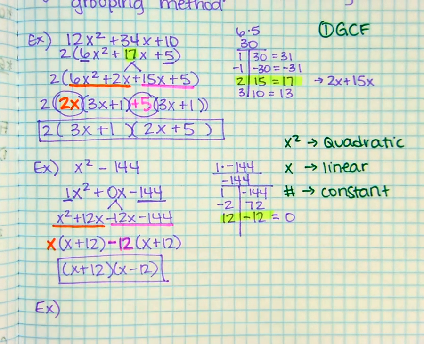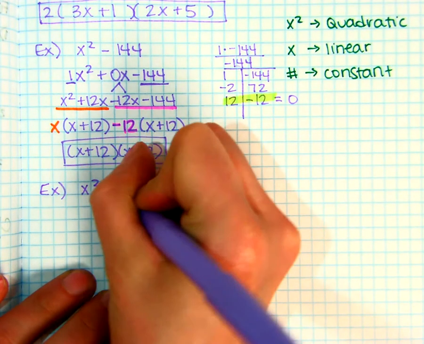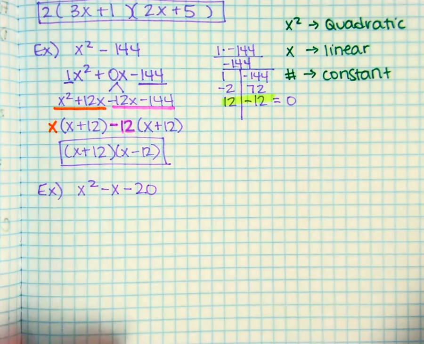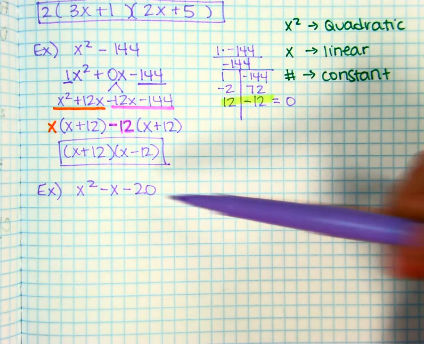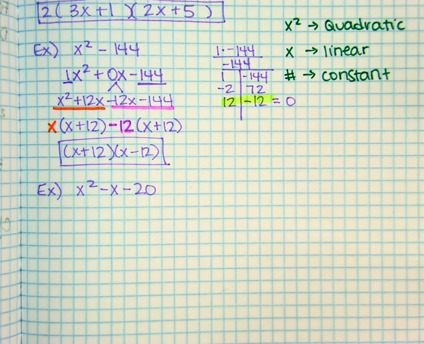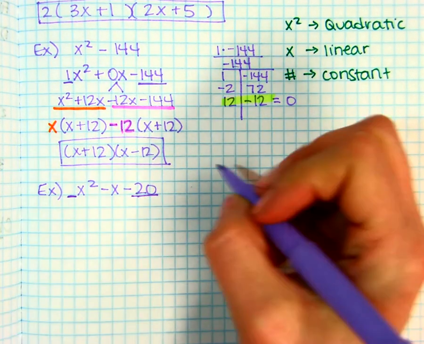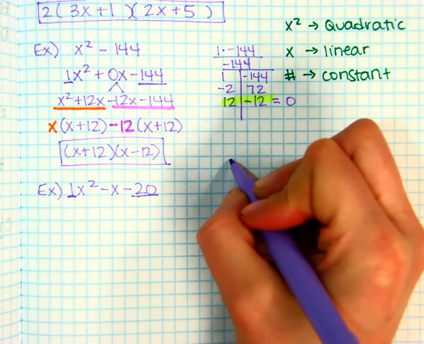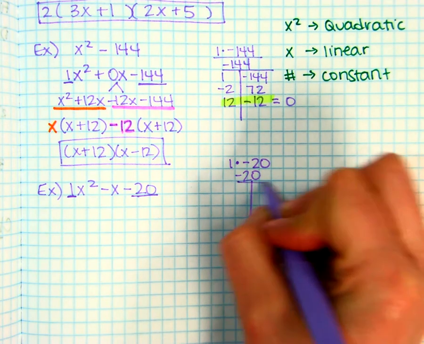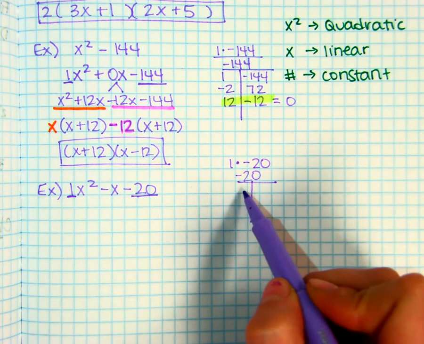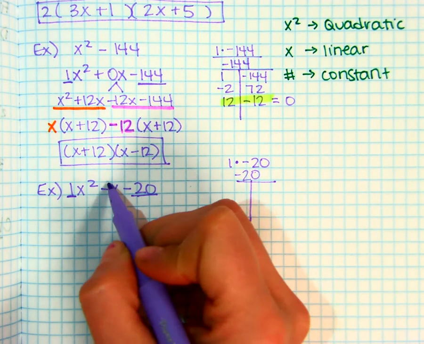All right, our last example. We have x squared minus x minus 20. So we have all three terms: our quadratic, our linear, and our constant. So we don't need to insert a 0 anywhere. We can just start by multiplying our first and our last. First is a 1, so 1 times negative 20 is negative 20. I need to think of two numbers that when I multiply them together, I get negative 20, and when I add them together, I get negative 1.